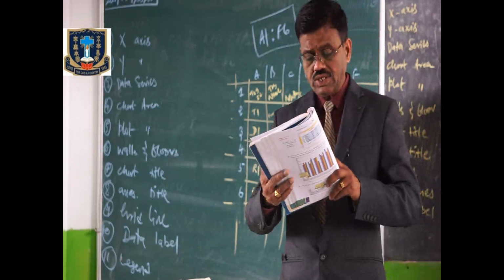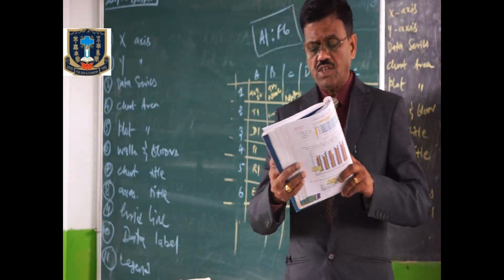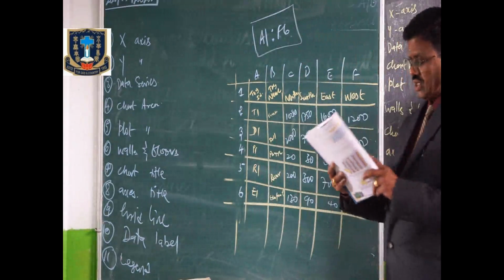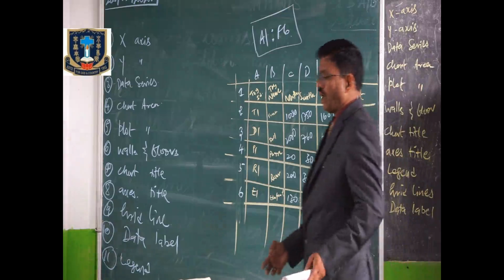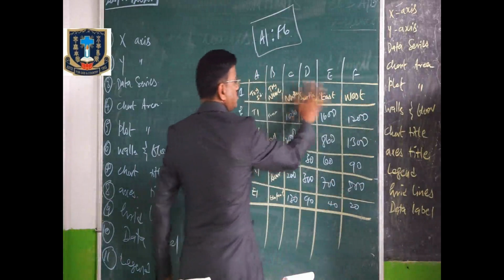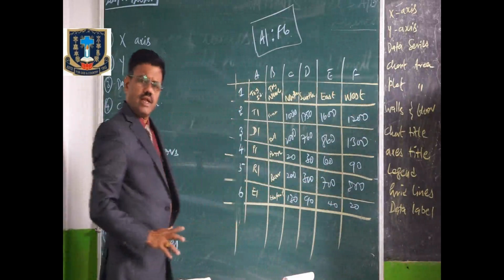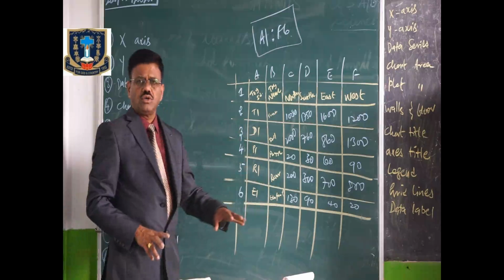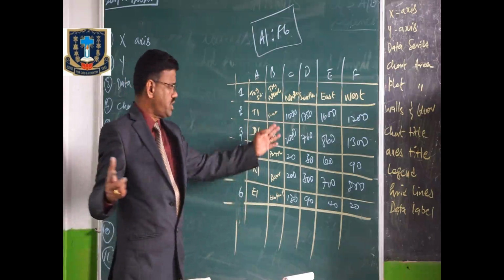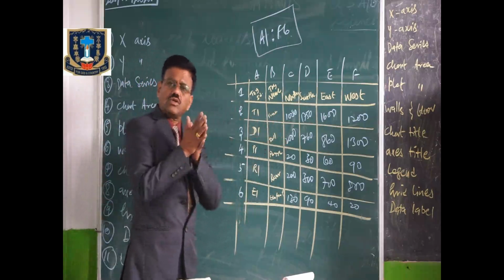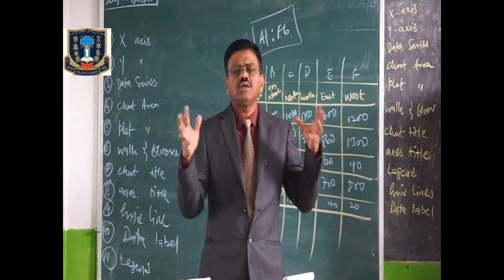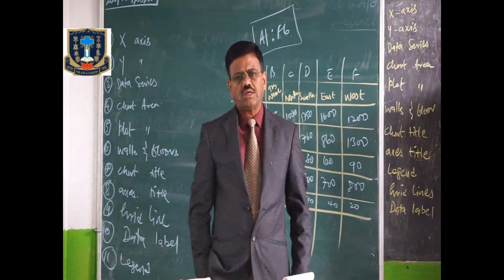Charts in MS Excel are saved in two different ways. One is called an embedded chart and the other is called a chart sheet. What do you mean by embedded one? You type this table and plot a chart. After plotting, when you save it, the data sheet is also going to be there. On top of that, your plotted diagram will also be there. It's called an embedded chart.